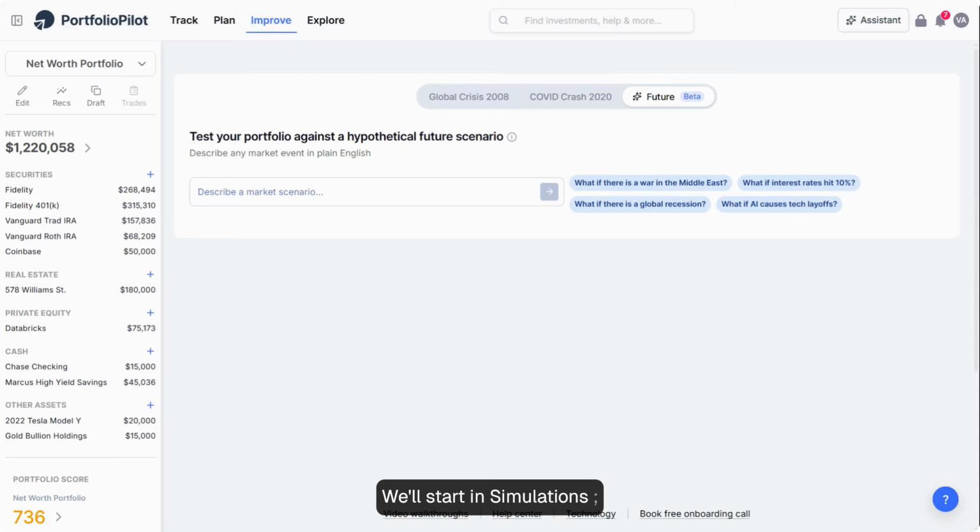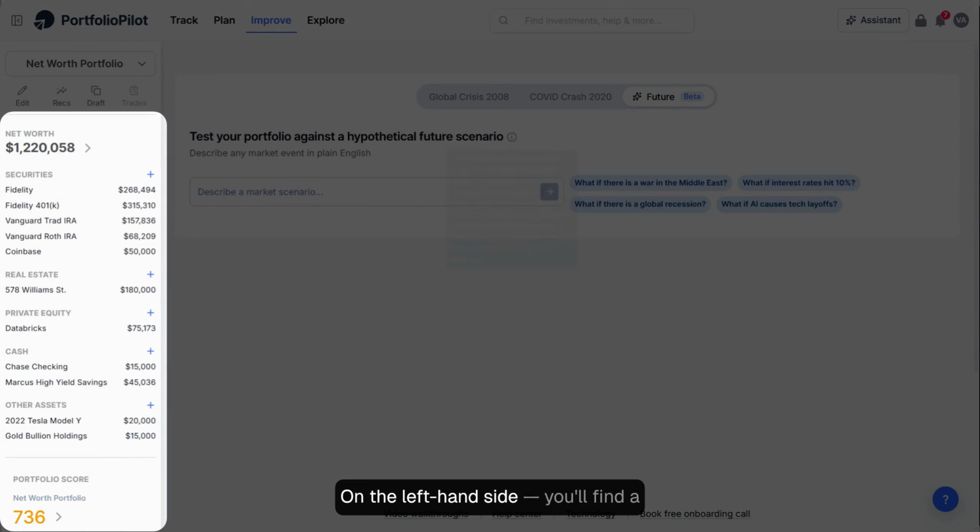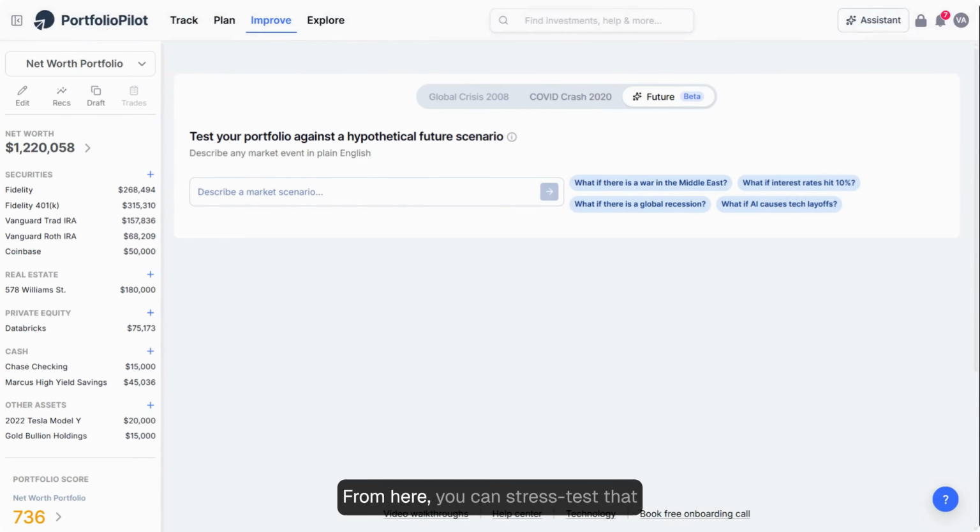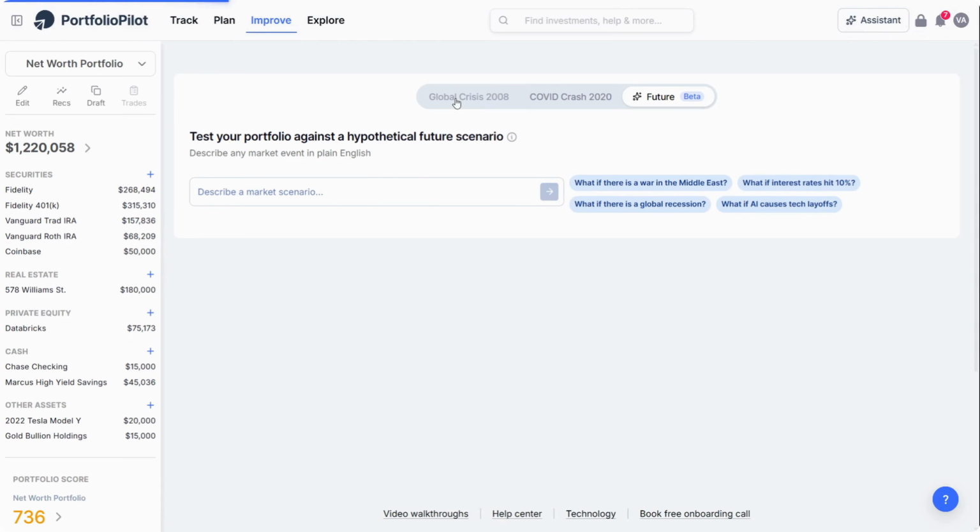We'll start in simulations. On the left-hand side, you'll find a summary of your portfolio, including your total value, connected accounts, holdings, and current portfolio score. From here, you can stress test that portfolio against historical market events and hypothetical future scenarios.